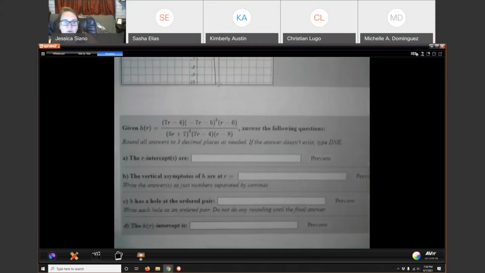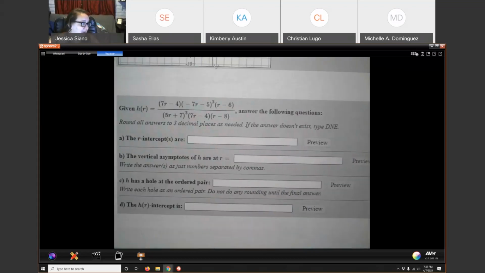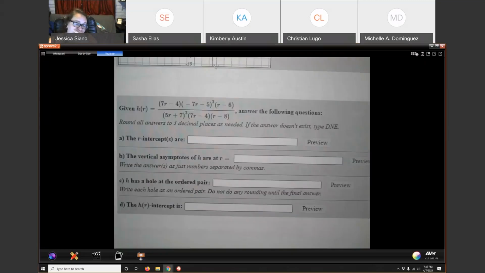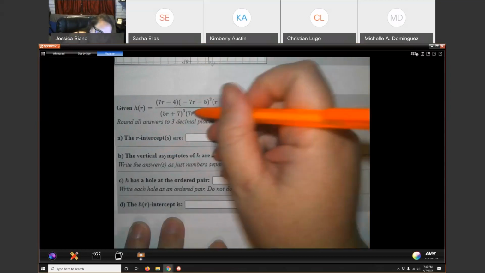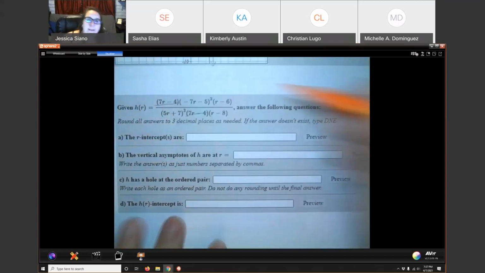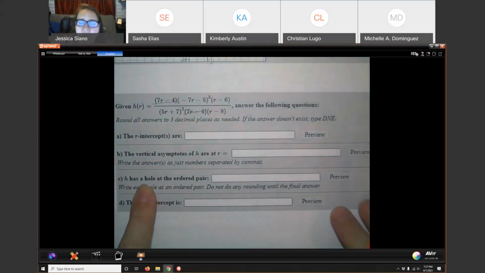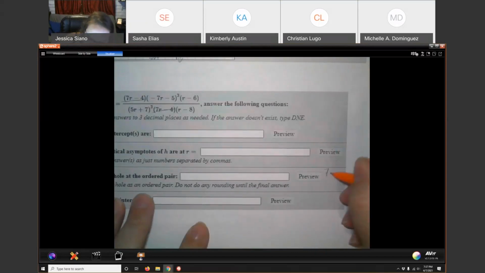So holes happen when you cancel a factor. And if you look back at my notes, you'll see that the very first thing that I wrote here is reduce if you can. So you should always reduce first. If you can reduce, reduce. That should always be your first step. And so here I can reduce this 7r minus 4. And the minute that I make that reduction, I create a hole. So here, to find the location of the hole, I take that factor that I canceled, I set it equal to 0, and I solve.